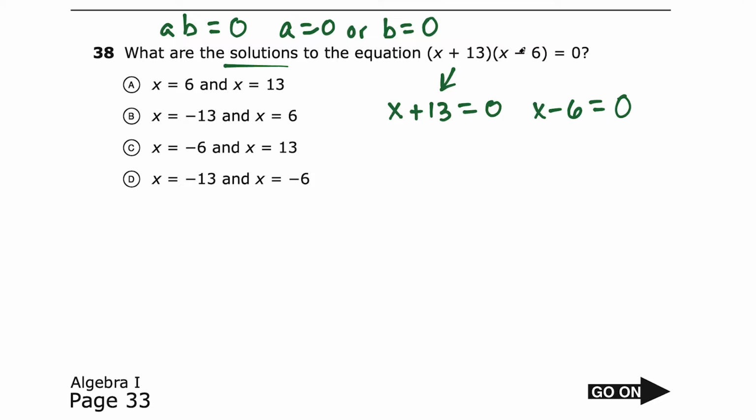So here we're going to find the two possibilities. Either the first factor is equal to 0 or the second factor is equal to 0. So in this situation here, we just solve by doing minus 13 on both sides. And that's going to tell us x equals negative 13.